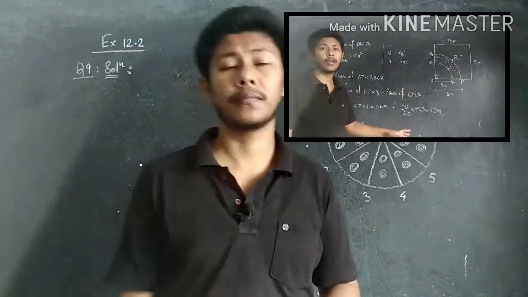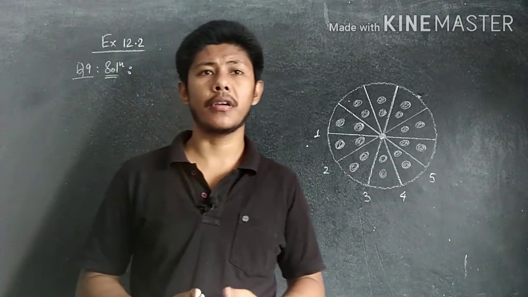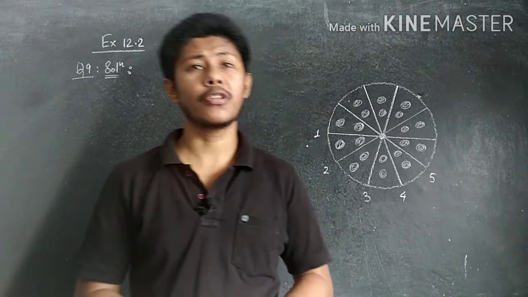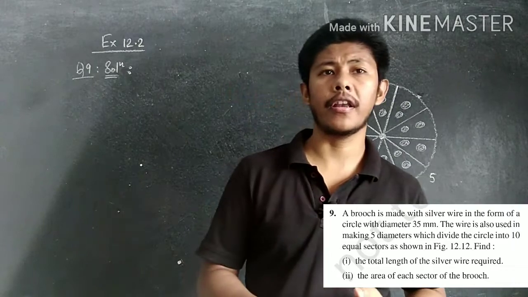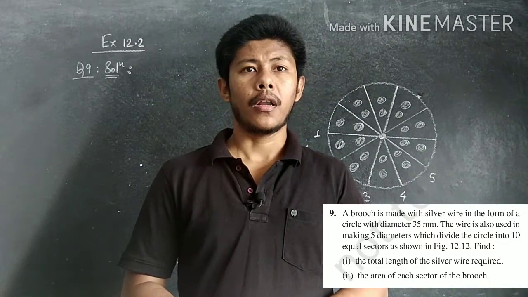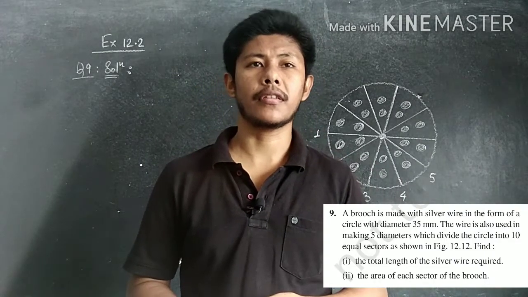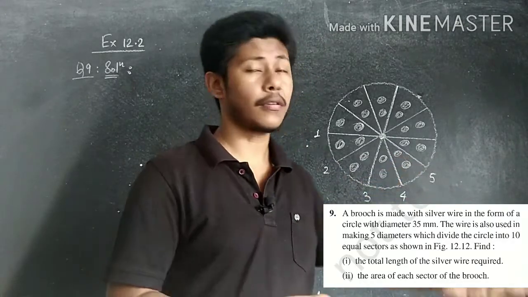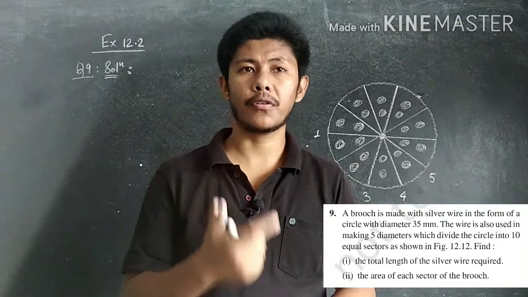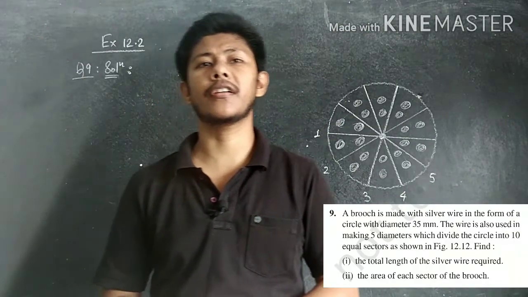Okay. After completing question number 8, the next question is question number 9. The question is given in such a way that a brooch is made with silver wire in the form of a circle with diameter 35 mm. The wire is also used in making 5 diameters which divide the circle into 10 equal sectors, as shown in the figure here. We have to find the total length of the silver wire required, and second, the area of each sector of the brooch.